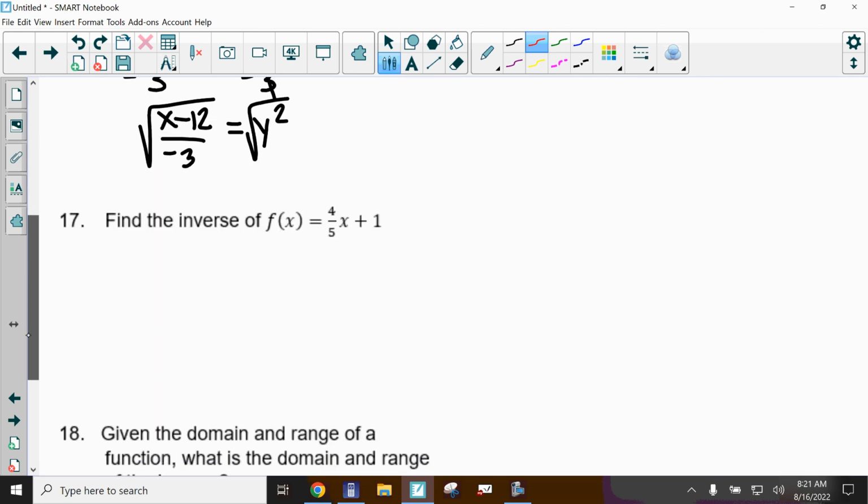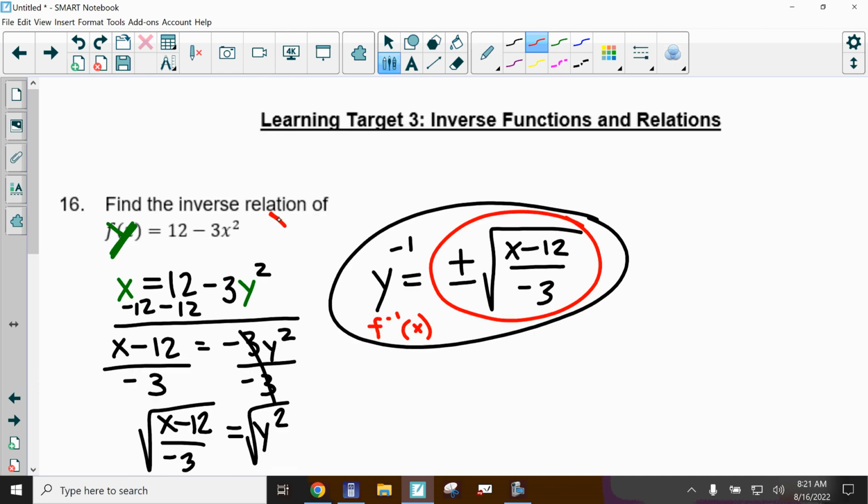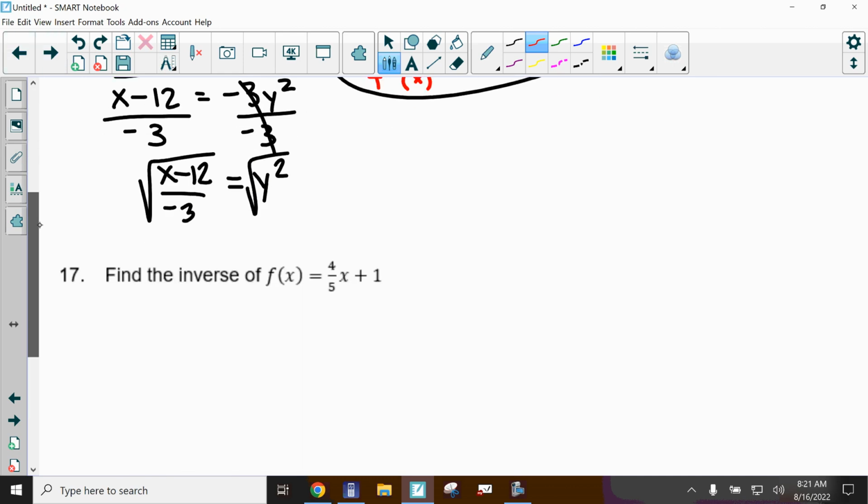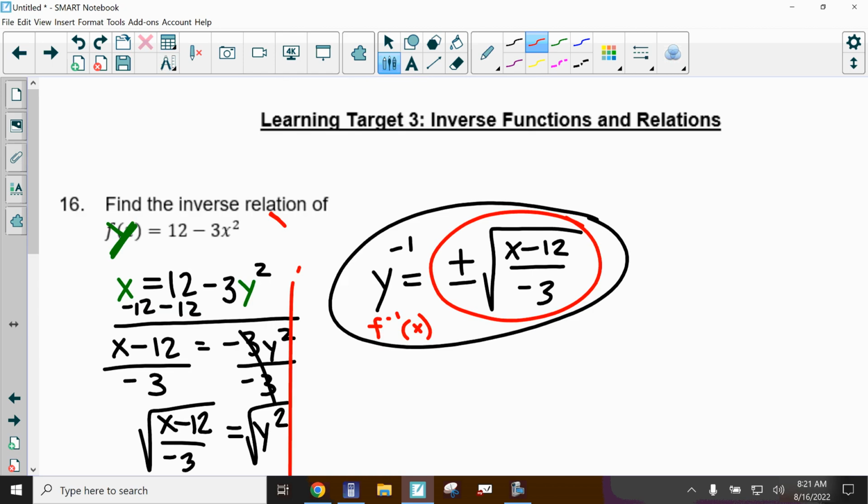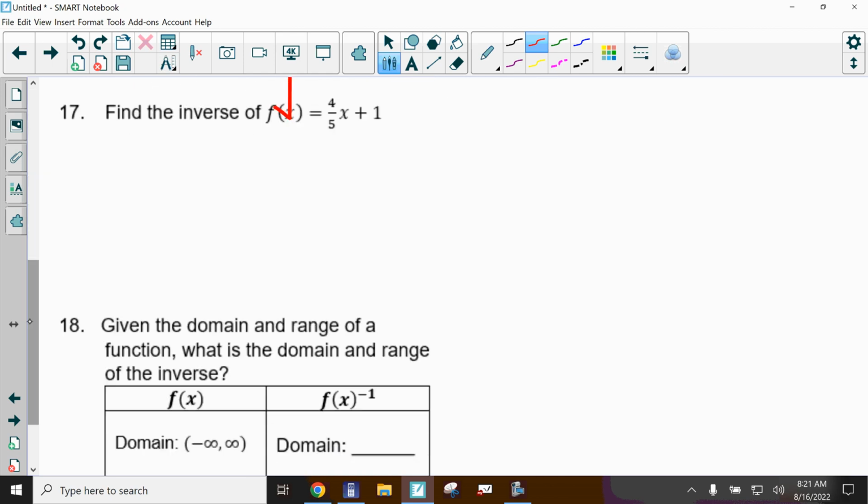Number 17, find the inverse again. So same steps. This is the y. Not sure what's going on with this thing. It keeps moving me. So this is the y. Somebody call a priest. Now, this is your y.